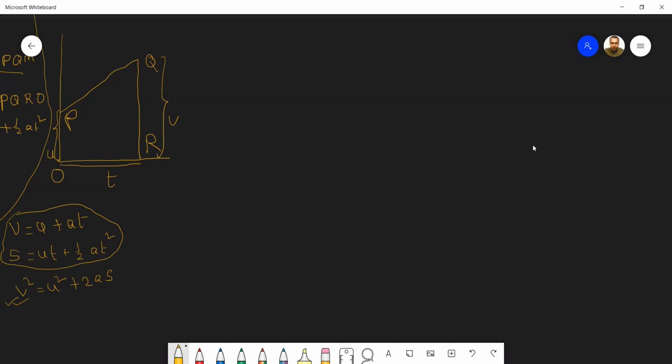So I have drawn here the same figure about the motion of this object in consideration. So OP, as usual, is the initial velocity represented by U, okay? Along the x-axis, it's the time, okay? And QR is the final velocity, which is V. So we have to derive this particular relation.